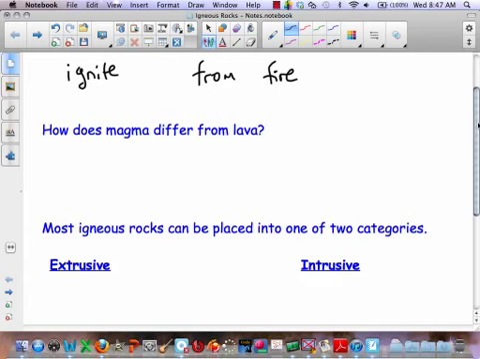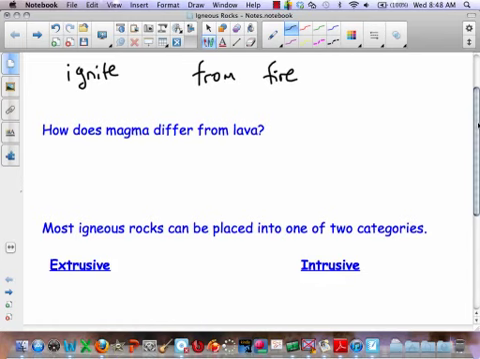Is it cooler on the surface or cooler in the underground? It's cooler on the surface. So therefore, am I going to cool a little faster on the surface or underneath? I'm going to cool a lot faster on the surface. Now, next question. What does that cooling rate have to do with mineral growth? That's what we learned on Monday. If I cool really fast, what happens to my minerals? Small. They're really small grains.